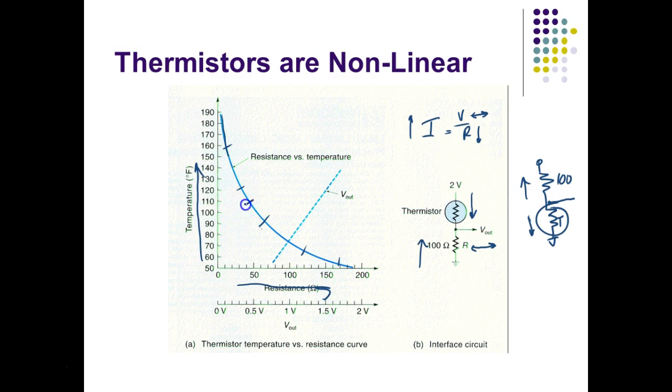But what we do is we use it over a limited range. So notice right in this range right here, it's pretty linear, right? You understand? So this is where we use it. So they're used all the time in digital thermostats. I got a digital thermostat somewhere right here.